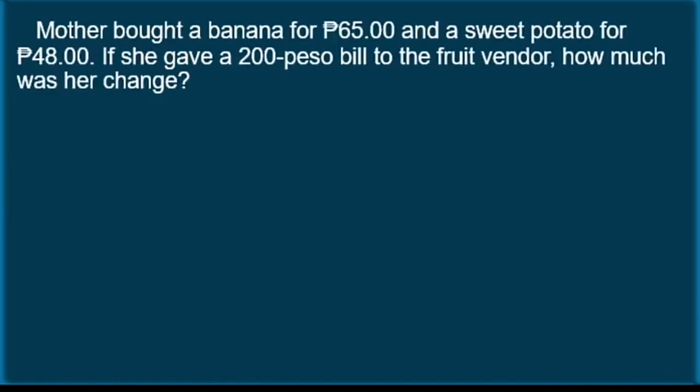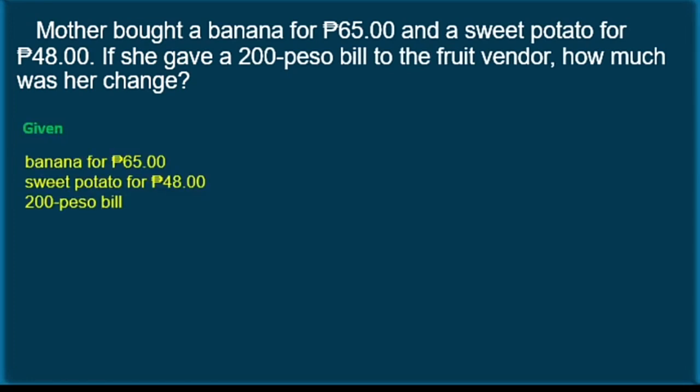Let's look at this second example. Mother bought a banana for 65 pesos and a sweet potato for 48 pesos. If she gave a 200 pesos bill to the fruit vendor, how much was her change? Now let's look at the information that were given. Very good. Now we have banana for 65 pesos, we have sweet potatoes for 48 pesos, and lastly we have a 200 pesos bill, which is the amount she gave to the fruit vendor.